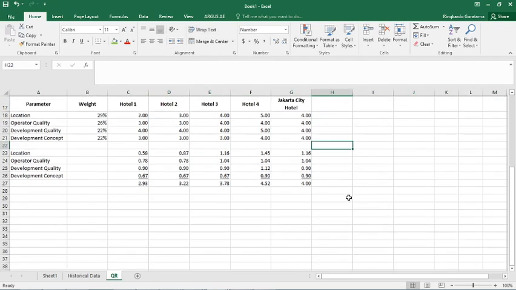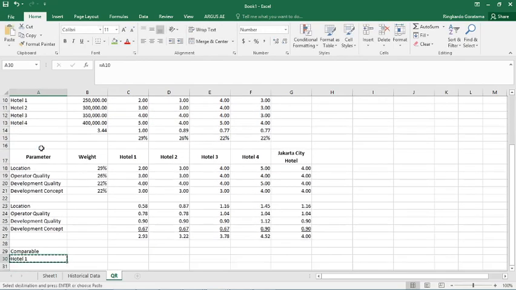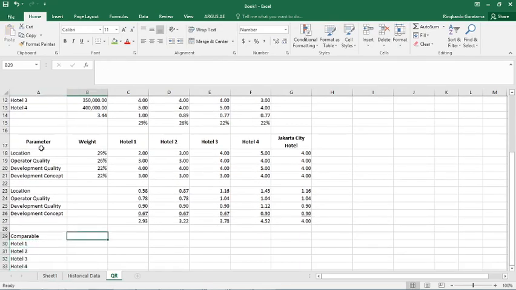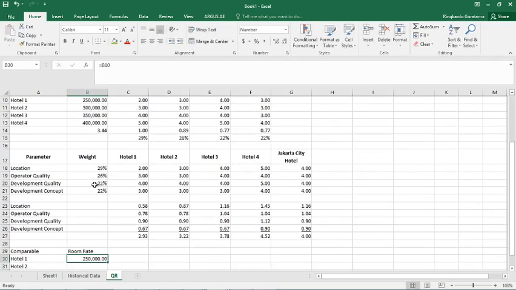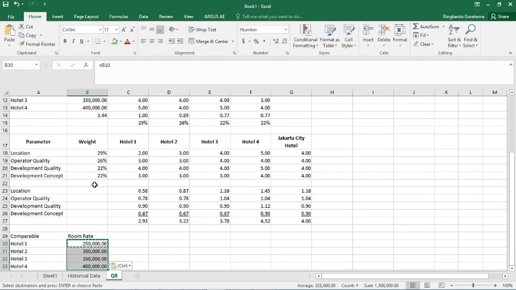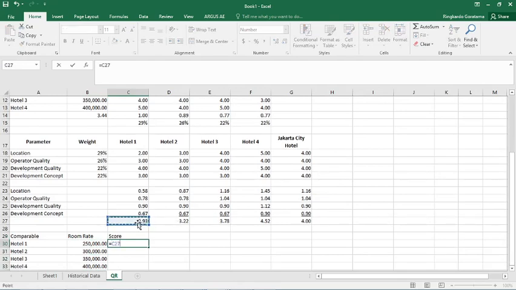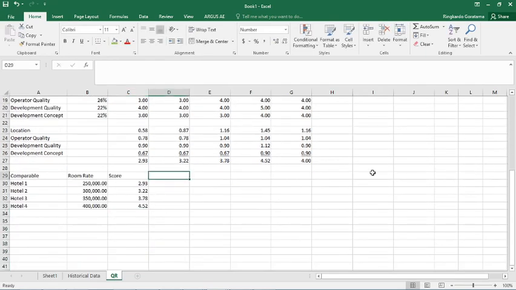Okay, so we get the comparables, Hotel 1, 2, 3, and 4. We know the room rate for Hotel 1, 2, 3, and 4. We also know the score for Hotel 1, Hotel 2, Hotel 3, and Hotel 4. And we want to calculate for Hotel Jakarta. So we just divide this one.